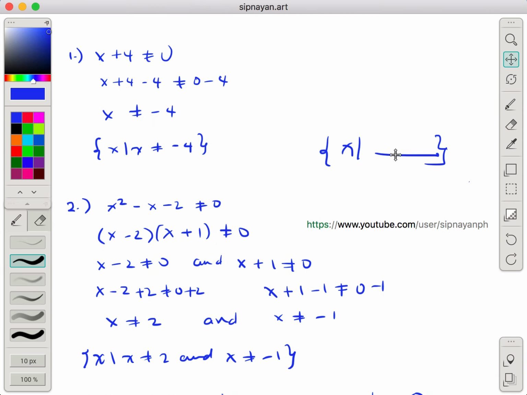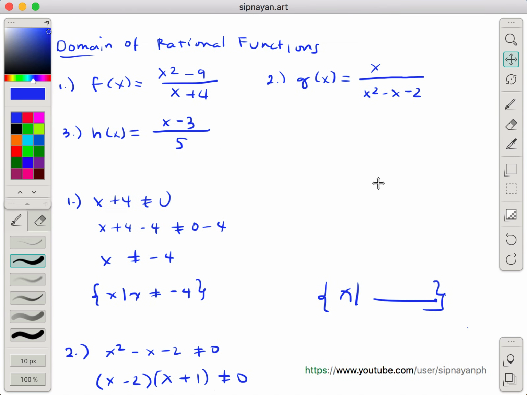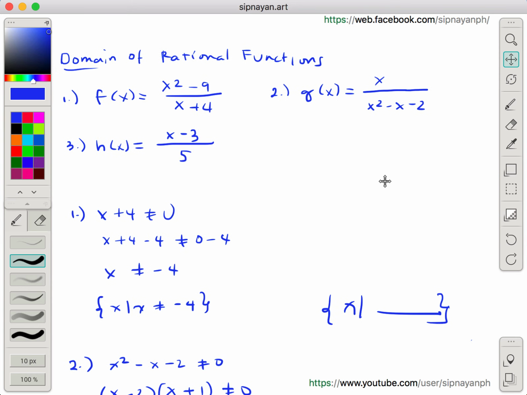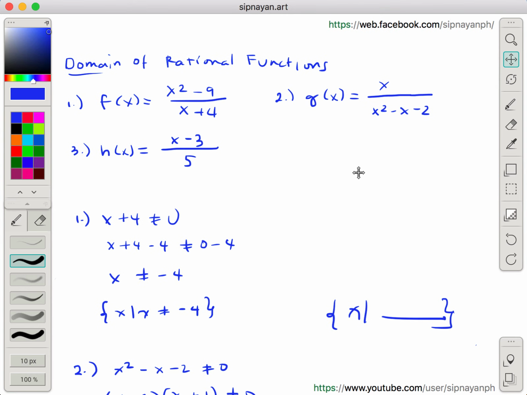Okay, that's it. I hope nakita niyo yung connection between this video and the previous video, dahil yan yung ating isa sa mga importanteng concept pag nag-determine tayo ng domain of a function. So, one of the most common restrictions is the zero denominator. Meaning, pag may rational expression ka o may fraction ka, bawal yung zero sa denominator. And another restriction is yung sa radical. And the radical sign must be greater than or equal to 0. But I think we have already discussed that in our series on domain of a function.